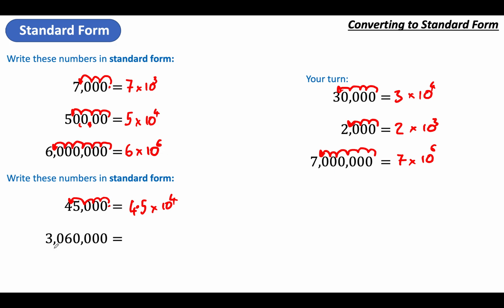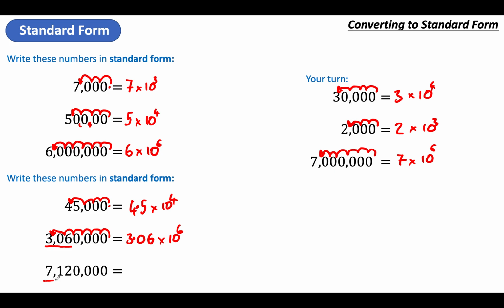Okay, same digits, right? Just write those same digits you've got there, but with the decimal point after the first one. So 3.06 times 10 to the power of 1, 2, 3, 4, 5, 6 places bigger to get that point behind the 3. So it's times 10 to the power of 6. 3.06 times 10 to the power of 6.